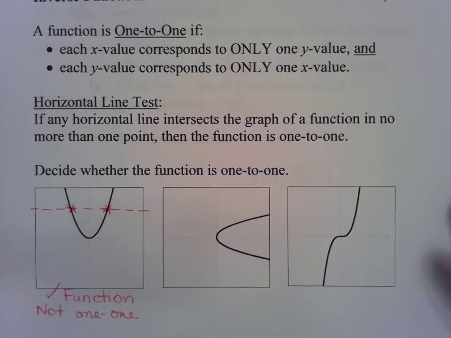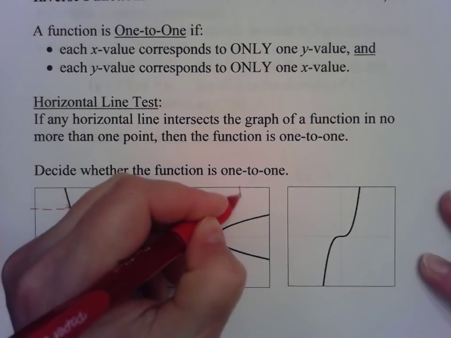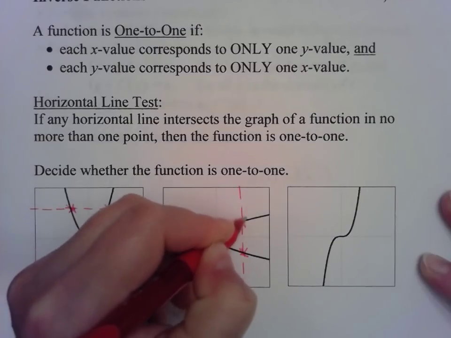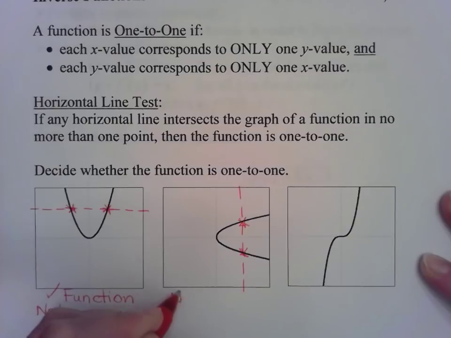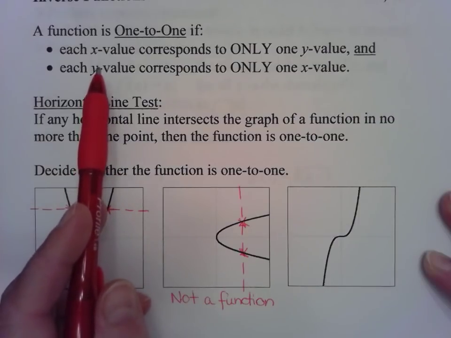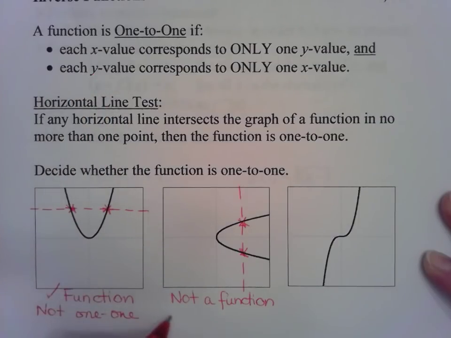Okay, what about the sideways parabola? Is it a function? The answer to that is no, right? It doesn't pass the vertical line test. If it is not a function, it is automatically not one-to-one, because in order to be one-to-one, it has to pass both tests so that it can satisfy both of these criteria that we talked about at the top. And so if it's not a function, it's automatically not one-to-one.